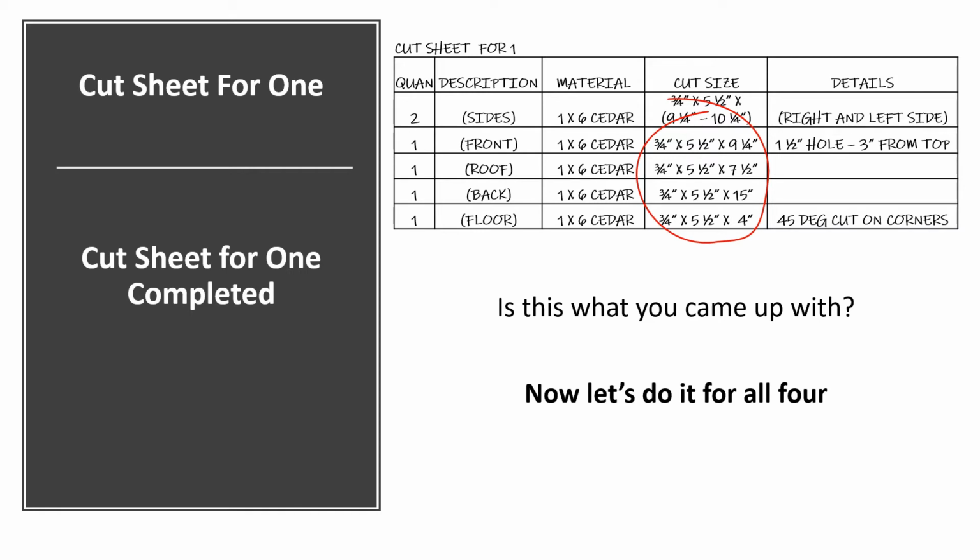Okay, we got it going again. Let's see. This is what you came up with, this information here. Then we finish with the cut sheet for 1. So we're going to keep going and fill it out for 4.